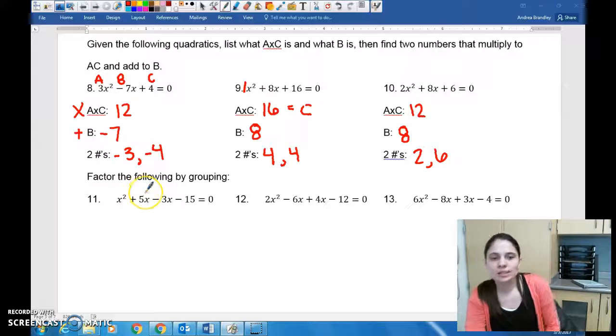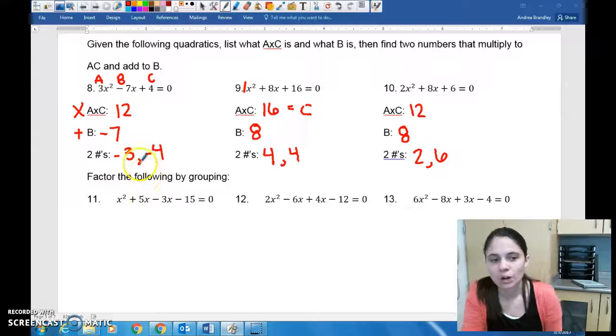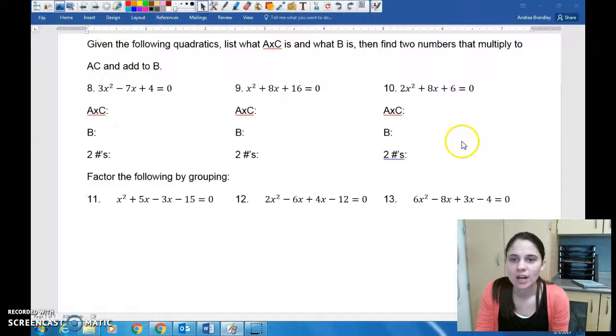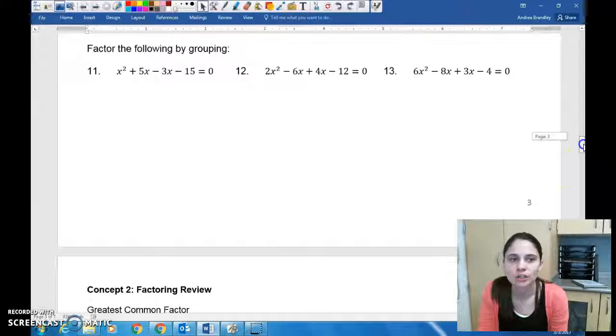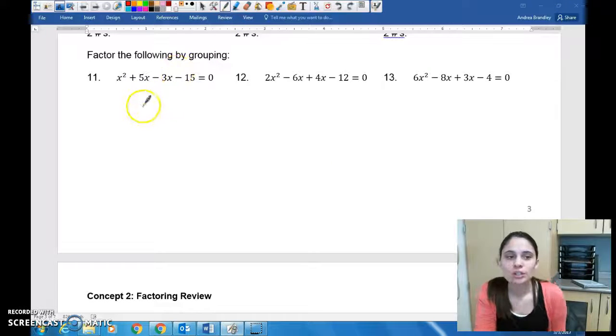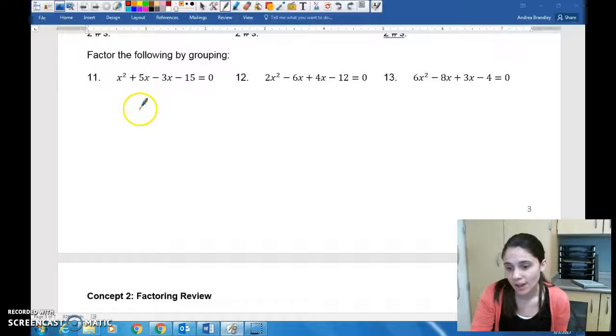So the last concept that you need in order to factor quadratics is to be able to factor by grouping. And for the purpose of this class, we're only worrying about quadratics, but you can also use this when factoring higher degree polynomials, which you should learn when you take Math 3. But in our case, we're just worried about quadratics. So this is the process of factoring by grouping.